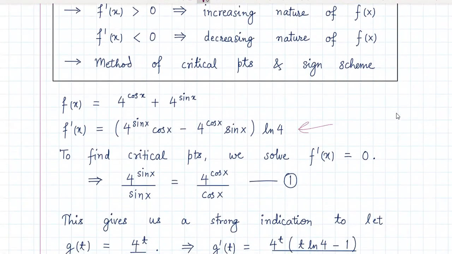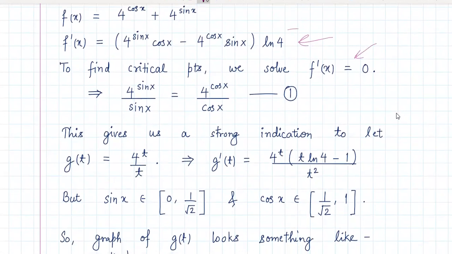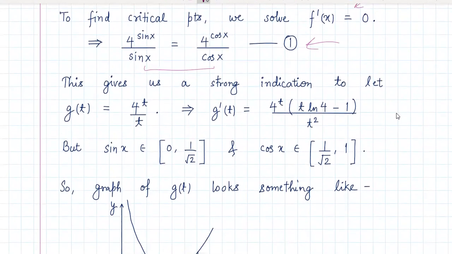Now to find critical points, we obviously need to solve f prime x equal to 0. On rearranging this, we are going to get 4 power sin x upon sin x is equal to 4 power cos x upon cos x, which we are calling equation number 1. This gives us a strong indication to assume the function g of t as 4 power t by t, because then this becomes g of sin x, and this becomes g of cos x. That's the reason why we are taking this.